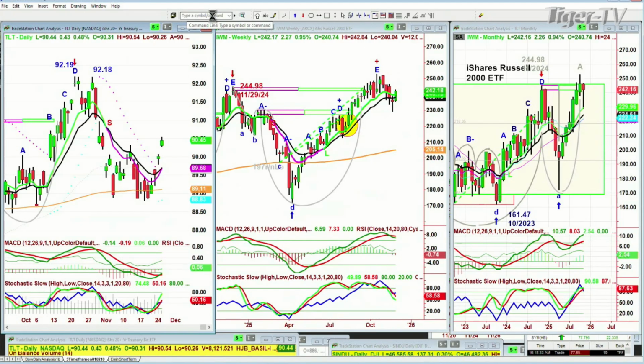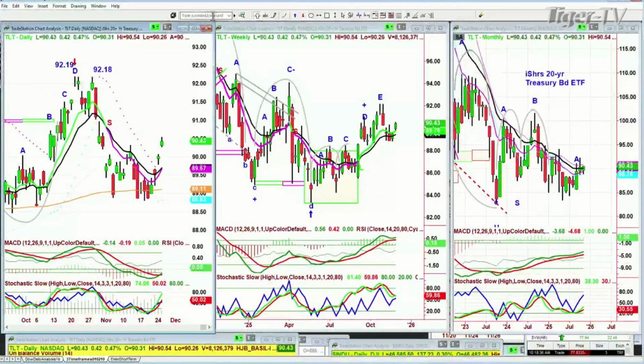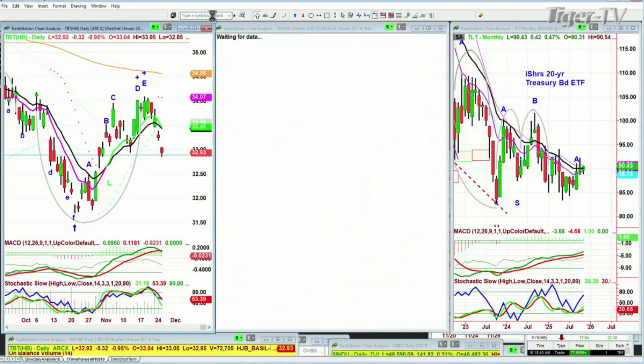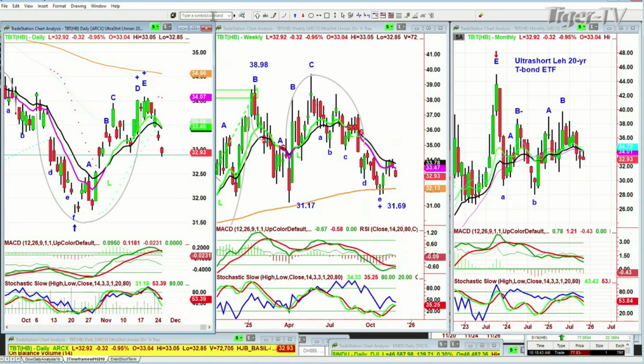I mentioned them earlier. Bonds are up 43 cents at 90.44. That implies that the TBT, the mirror image, is coming down from that peak top in the 34s, and is now at 32.93. 3.293 is the percentage, coming down very nicely.